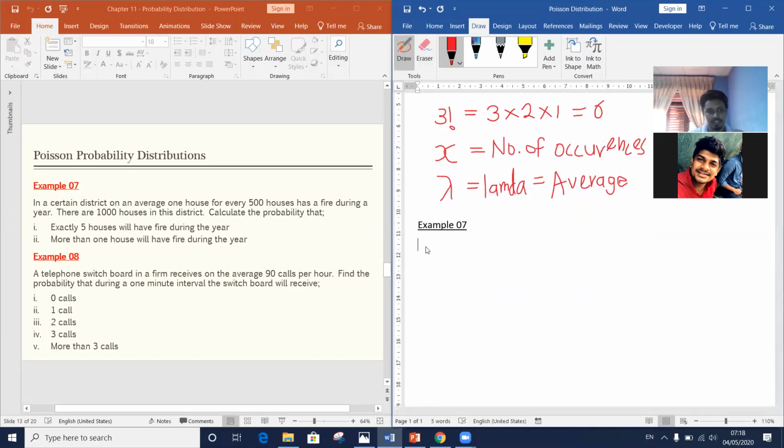Tell me what is our lambda value here? What do you mean by lambda? Lambda means the average. Right? What is the average? On an average, how many houses will catch fire in this particular district?